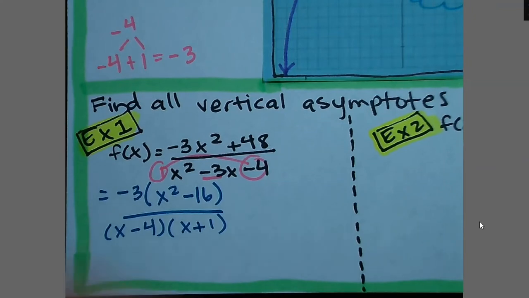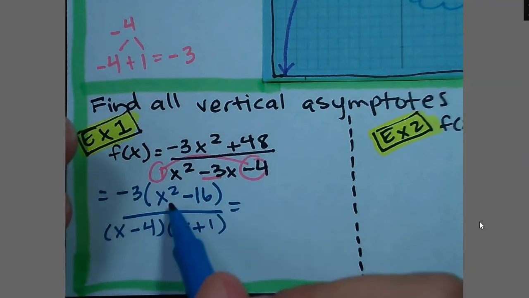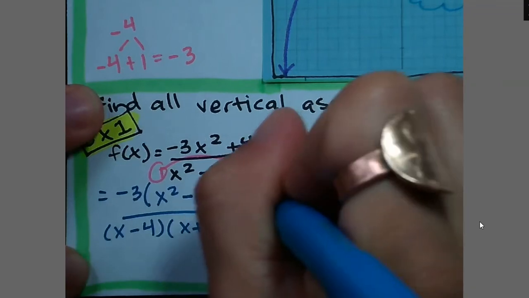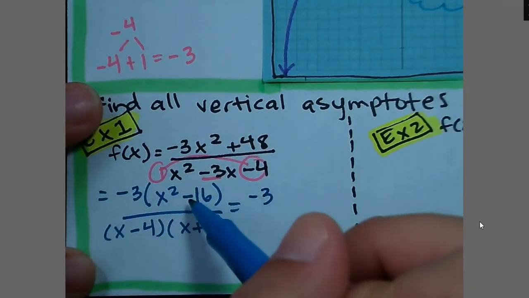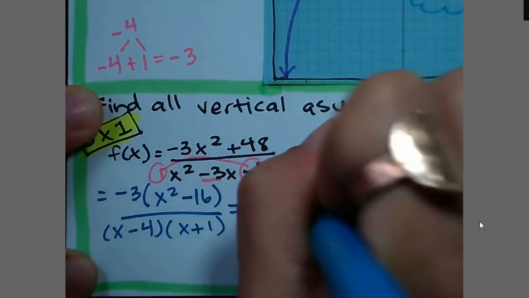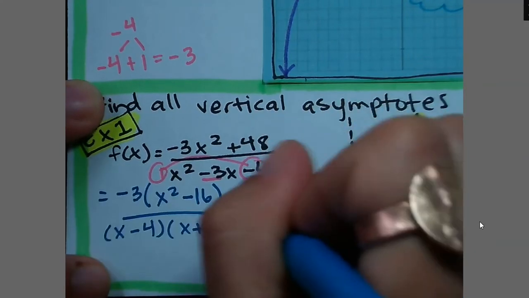But before we continue, this x squared minus 16 is actually a difference of squares, so we can factor this. If you're having problems with factoring, you can go back to the very first video of this unit, Unit 6, Day 1, it will help you out. So we have -3. The difference of squares is x squared minus 4 squared. So this is going to be x plus 4 times x minus 4. And then on the bottom, we're just going to leave our other factors.